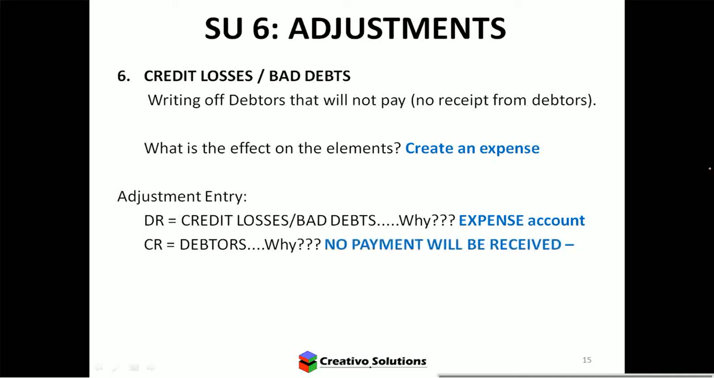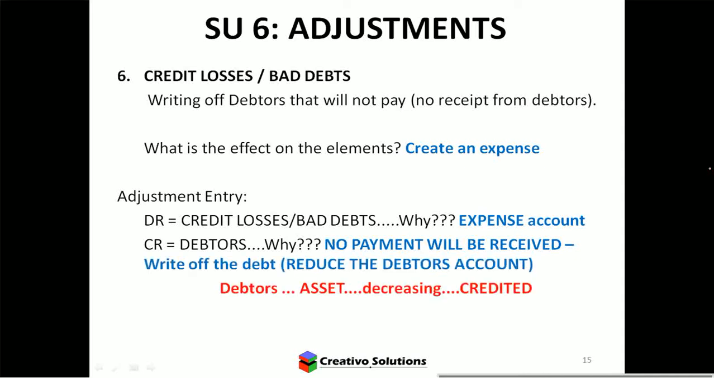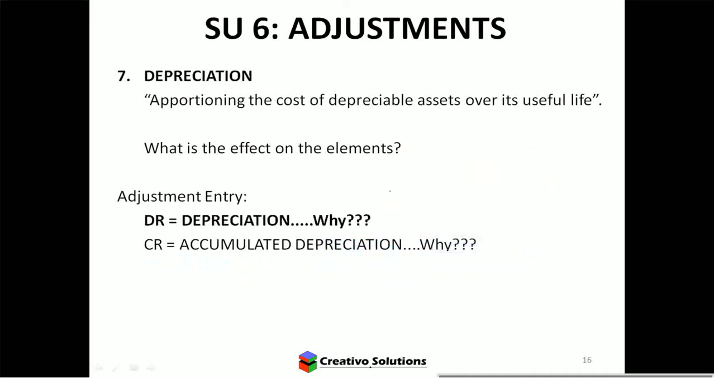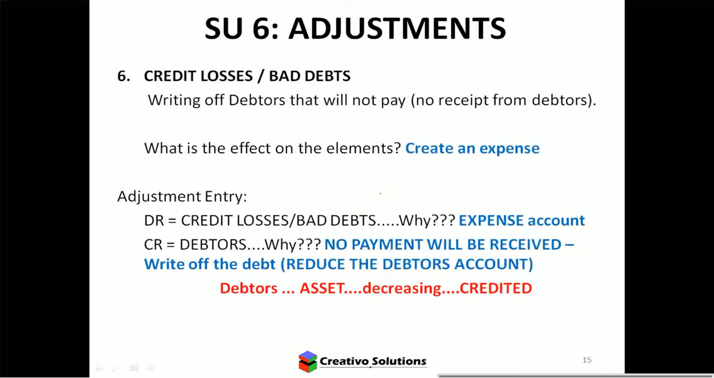No payments will be received because the payment isn't going to be made by an insolvent debtor. So assets are going to be decreasing and credit loss is a? Liability. No, credit loss. Expense.